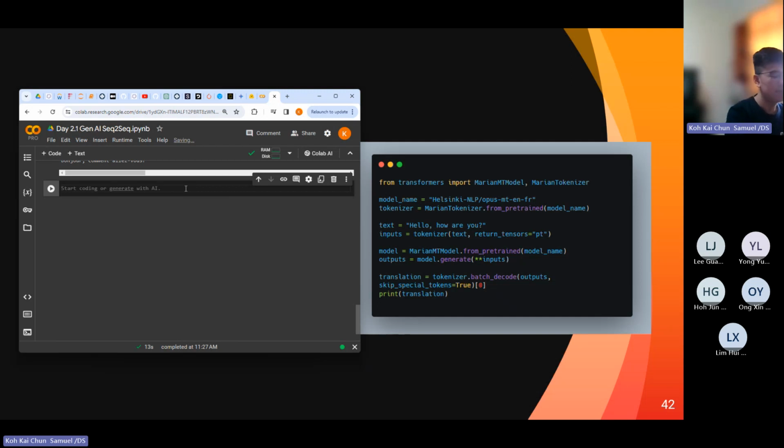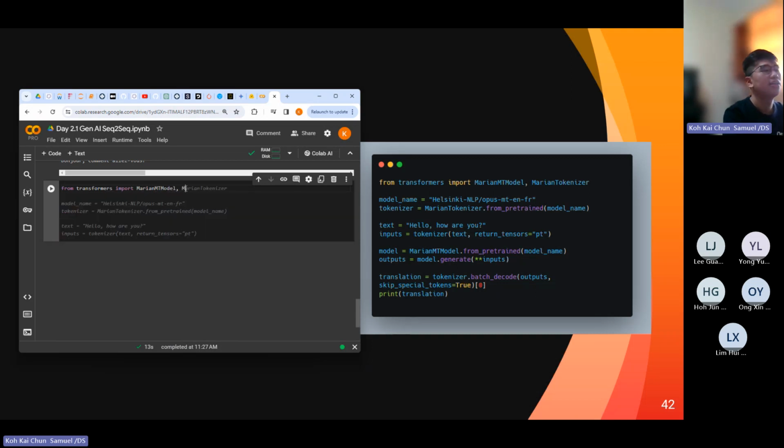importing the necessary libraries. So we'll call from transformers import MarianMTModel. MarianMTModel is the proposed pre-trained model that's used to do the task. You could read up more on it on your own.